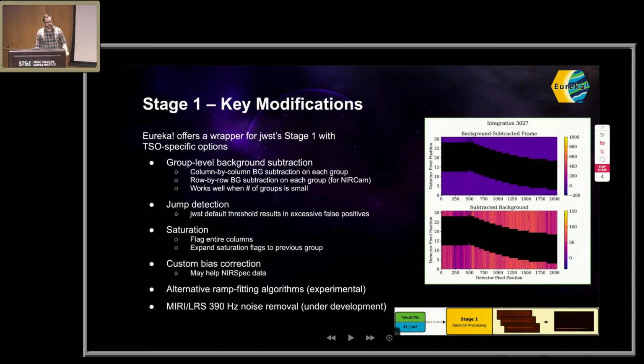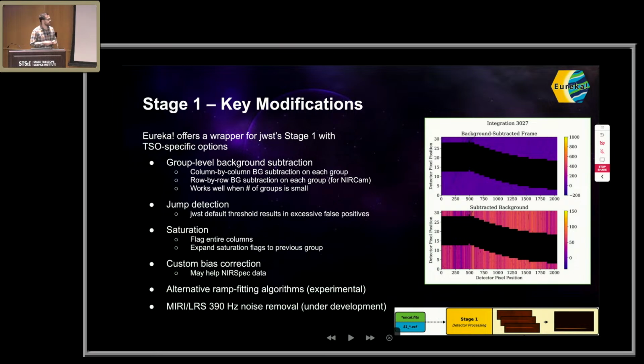I'll now go through each of the stages and talk a little bit about the key TSO-specific modifications or algorithms that we needed to develop or transfer from Hubble or Spitzer pipelines. At stage 1, Eureka acts as a wrapper to the JWST pipeline, adding a few key TSO-specific options or surfacing them from JWST. One is group level background subtraction, which is done column by column for most instruments, but can be done row by row for NIRCam, which has 1/f noise in the other direction.